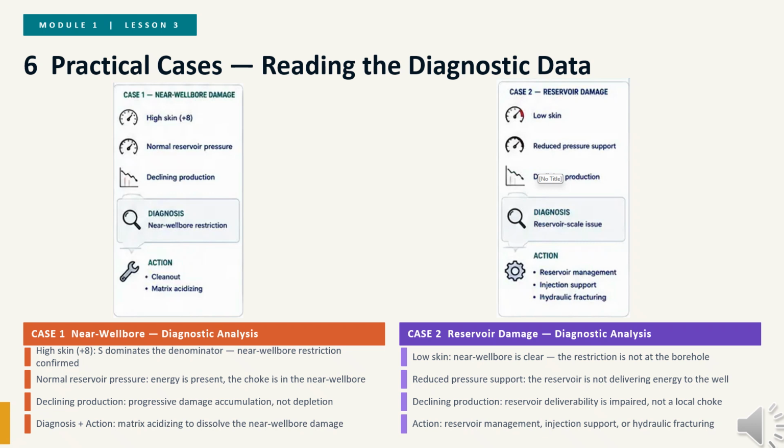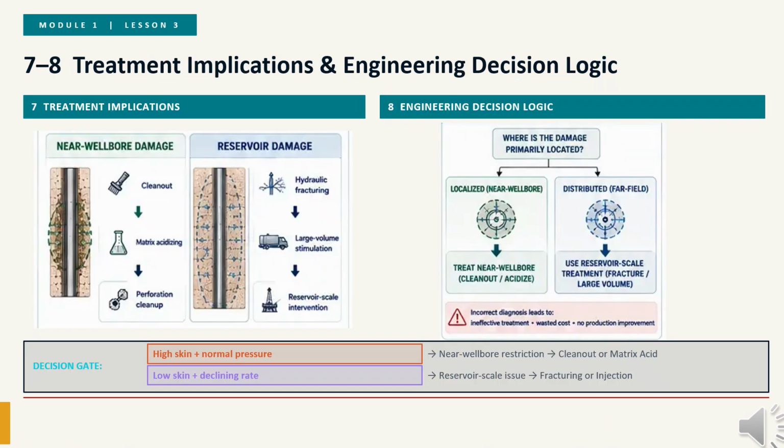They skip the diagnosis and just react. Don't. Run the test. Read the data. This is your decision gate. 2 data points are enough. Skin and reservoir pressure. High skin plus normal pressure: near wellbore problem. Use cleanout or matrix acid. Low skin plus declining support: reservoir problem. Use fracture or injection. That is it.